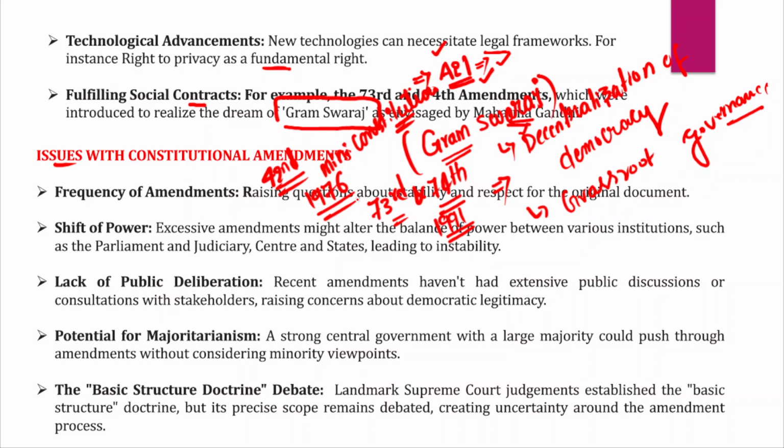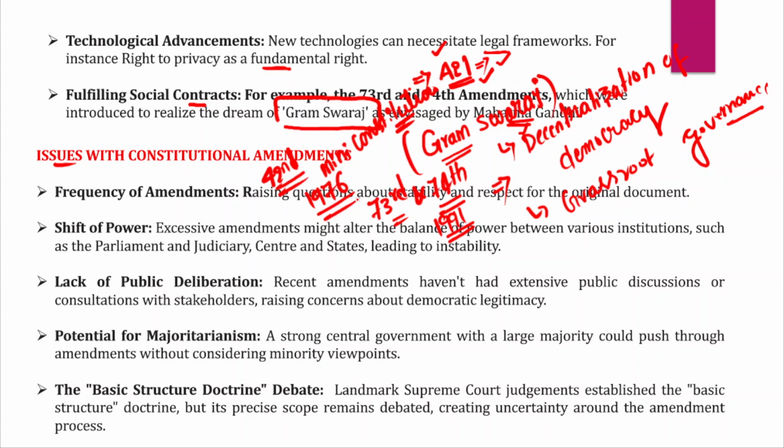Apart from that, the other issue with the Indian constitutional amendment is a shift of power. The shift of power is another issue within the Indian Constitution, because when you are making a huge number of amendments to any constitution, there is a very high probability that you shift the balance of power between the various institutions. Maybe the legislature or executive or judiciary having more and more powers. So one organ of the government is having more power over the other organ of the government, right?